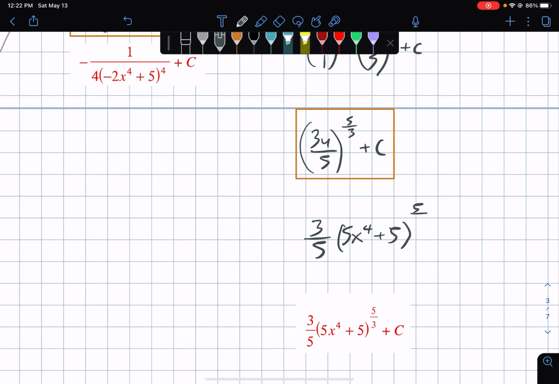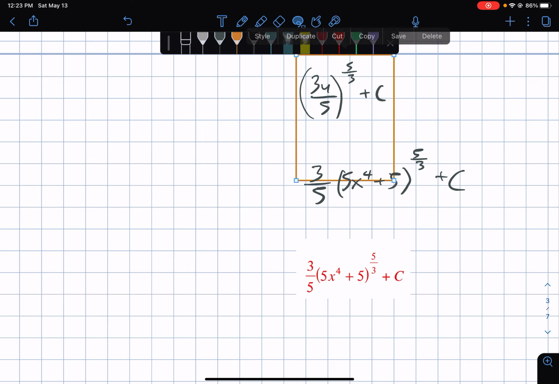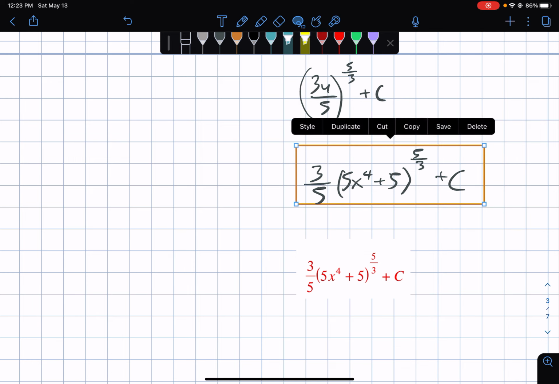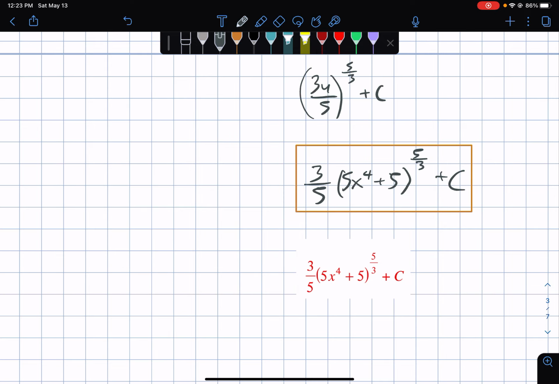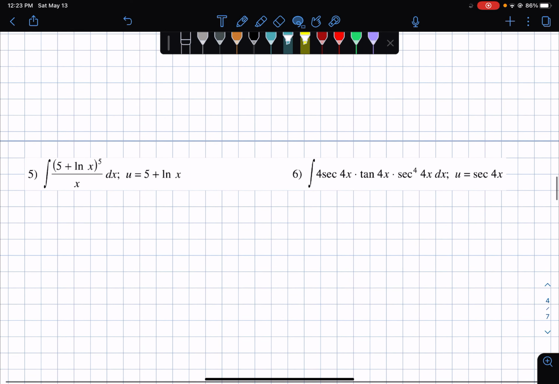Okay, yeah, this is weird. One thing I'm not sure though is that I'm not sure if this is equal to 3 over 5u raised to 5 over 3. I'm not sure if they're equal to each other. Okay, and then put plus c. That's it. Done. Let's go with number 5.